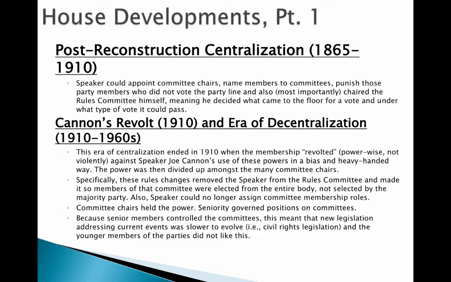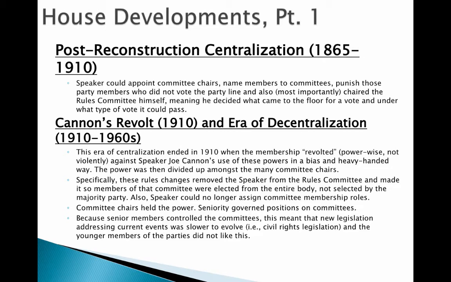The Speaker of the House was still fairly powerful at this time, but was not as powerful as the President. And that was not historically the way things were. The Speaker of the House used to be the most powerful political actor in the country. So after the Civil War, there was an attempt to re-centralize power in the hands of the Speaker so that the Speaker could appoint committee chairs, name members to committees, punish party members who got out of line, etc. And importantly, the Speaker chaired the Rules Committee himself, meaning he decided essentially what came to the floor and under what type of vote, with large power, so not likely to be challenged by anybody.